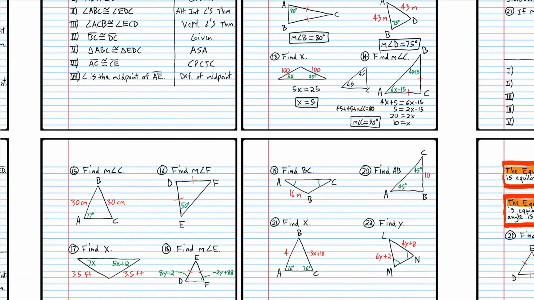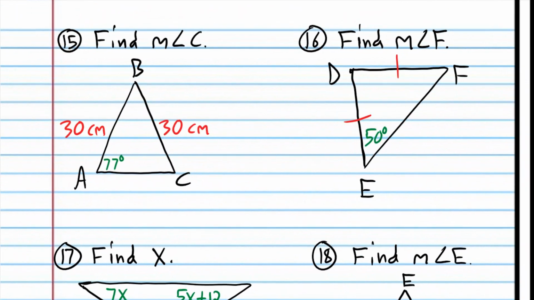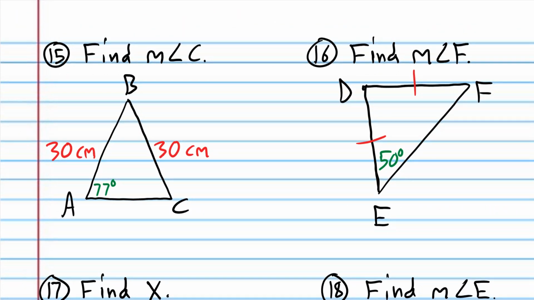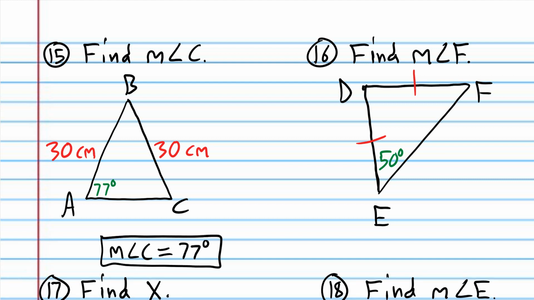All right, so now it's time for you to try. We're going to start off with some easy ones here. So again, use your Isosceles Triangle Theorem. If two sides of a triangle are congruent, that means the angles opposite those sides are congruent. So try number 15, and when you come back, we'll do it together. All right, we're back. The measure of angle C must be 77 degrees. So if you got 77 degrees, good job. And again, these are the angles that are opposite those congruent sides. We know the sides are congruent because they're both 30 centimeters. So angle C is 77 degrees.